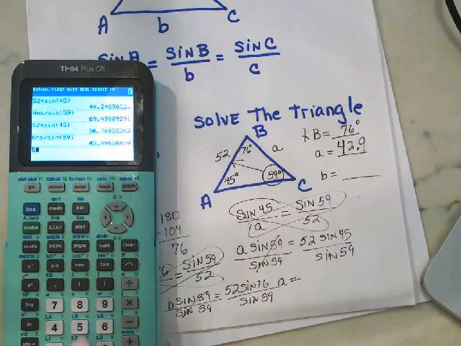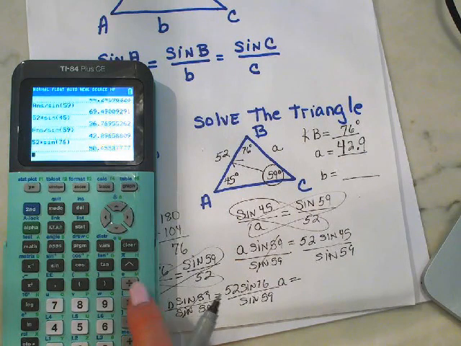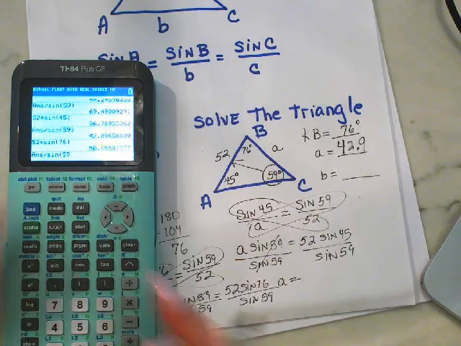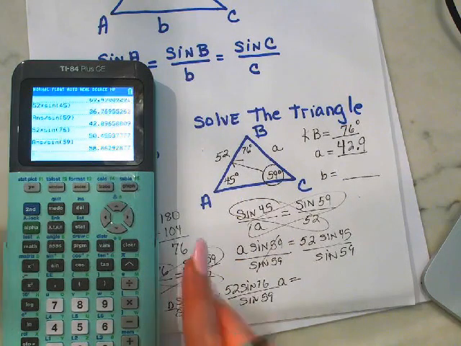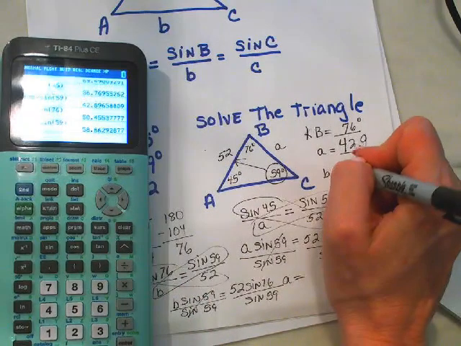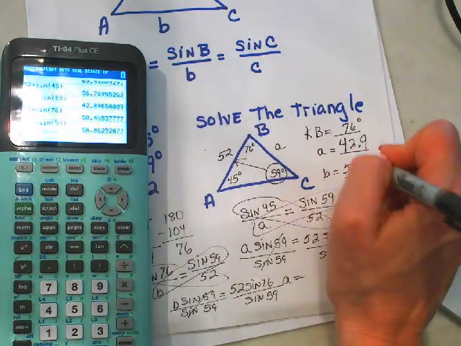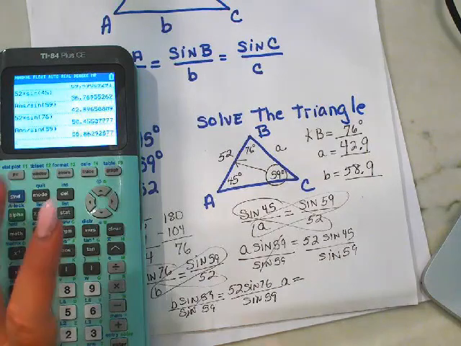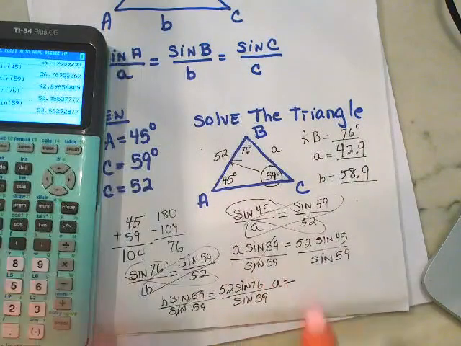And I'm going to go to my calculator again. Okay, I already know it's in degree mode because I already messed that up. 52 times the sine of 76. Get my answer. I always like to do that. And then divide that answer by the sine of 59. I know you might want to plug it in all at once, but you know I'm not that tech savvy. And I got 58.9 on my calculator when I round that to the nearest tenth.